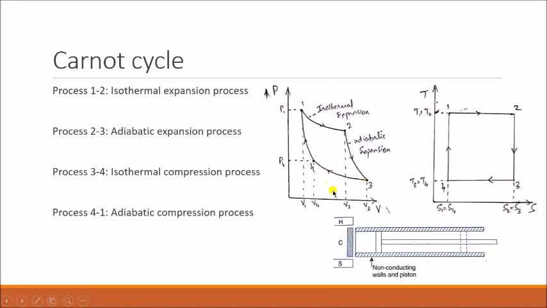And after this, the fourth process, that is 4 to 1, adiabatic compression. Now this diathermic plate is removed, and again the adiabatic plate is added. So even if you bring the cold body or hot body closer, no heat is added or removed. So again, whatever heat was removed earlier during the third process, the piston again compresses the gas, because here you cannot add heat or reject heat.